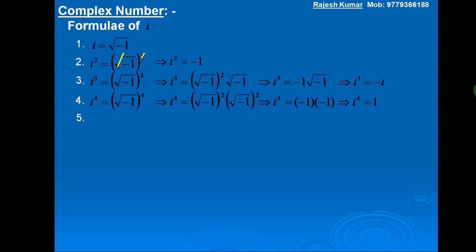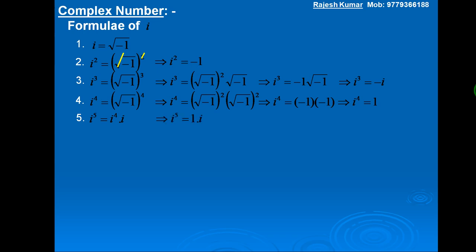Now fifth one, iota to the power 5 is equal to iota to the power 4 into iota, as if bases are same, the powers get added.